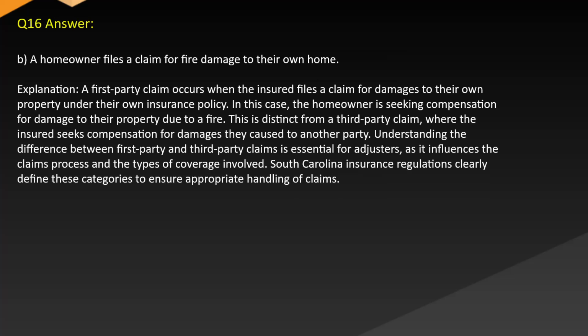Answer. B. A homeowner files a claim for fire damage to their own home. Explanation. A first-party claim occurs when the insured files a claim for damages to their own property under their own insurance policy. In this case, the homeowner is seeking compensation for damage to their property due to a fire. This is distinct from a third-party claim where the insured seeks compensation for damages they caused to another party. Understanding the difference between first-party and third-party claims is essential for adjusters as it influences the claims process and the types of coverage involved. South Carolina insurance regulations clearly define these categories to ensure appropriate handling of claims.